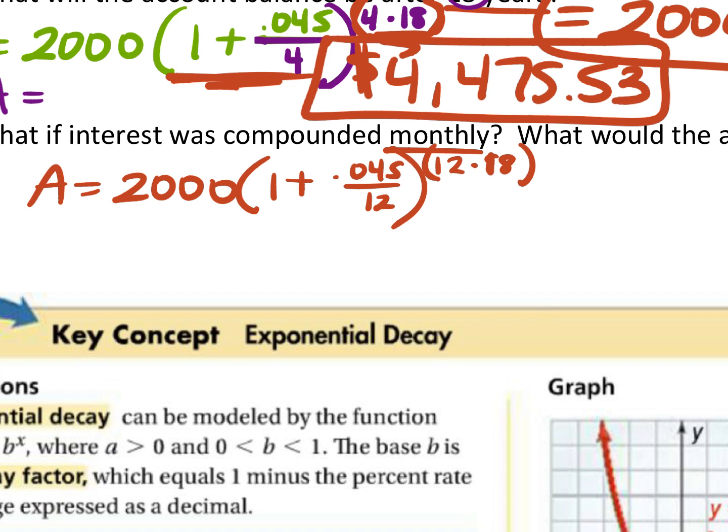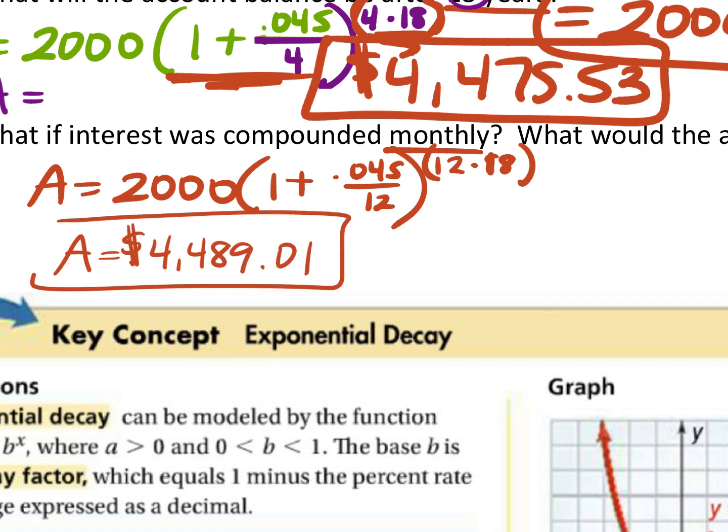$4,489.01. Yes. Okay, so what this should come out to is $4,489.01. Don't forget your dollar sign. We need to know we're talking about money here, okay?